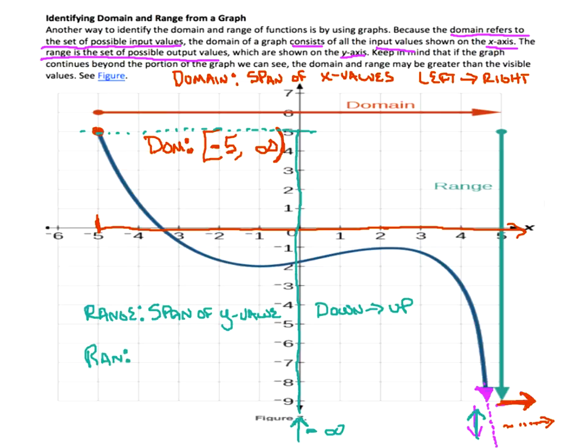So the range for this particular function comes up from negative infinity. Remember, you never include infinity, so I used a parenthesis. And it goes up to and includes a y value of 5. The reason it's inclusive is because there's a closed dot on the end of that function, not an open circle.